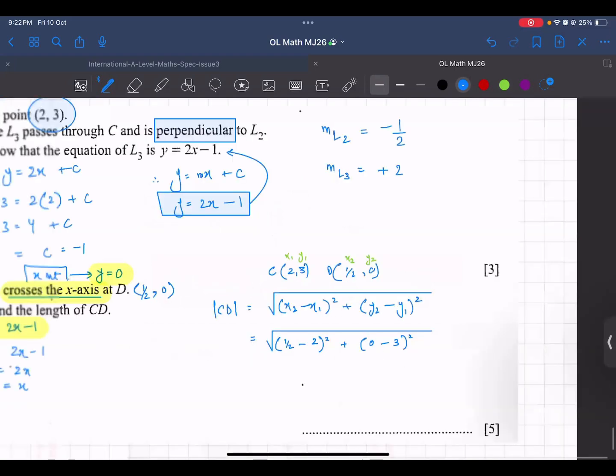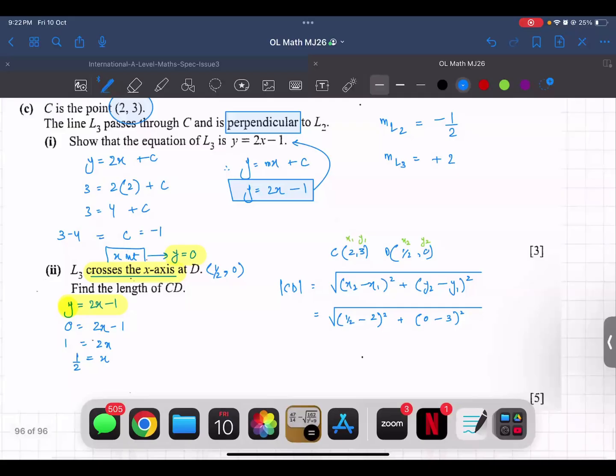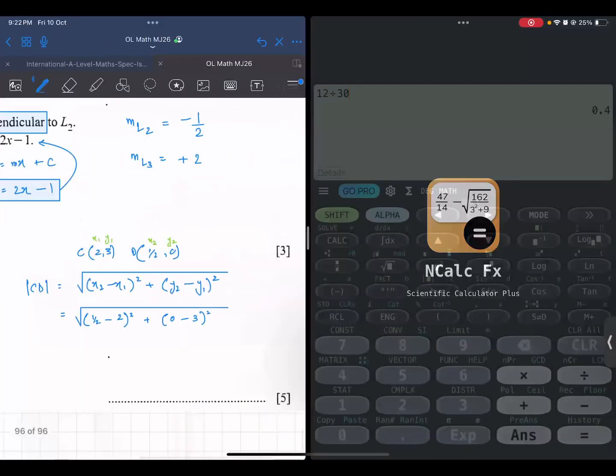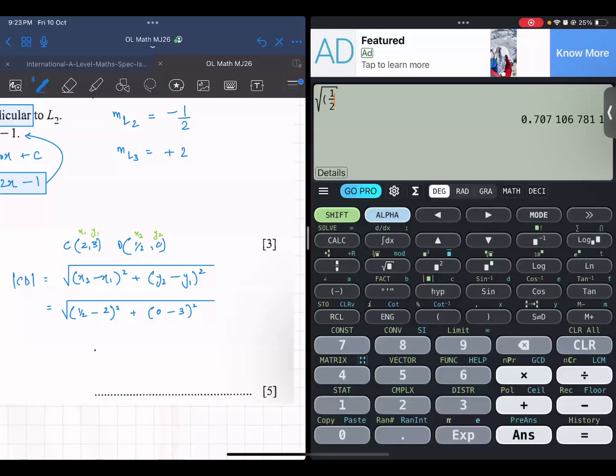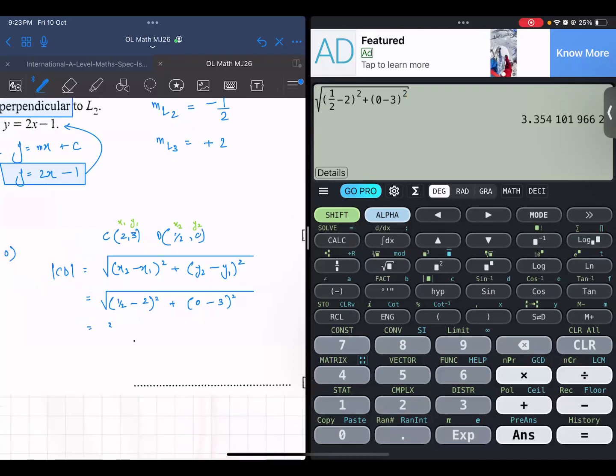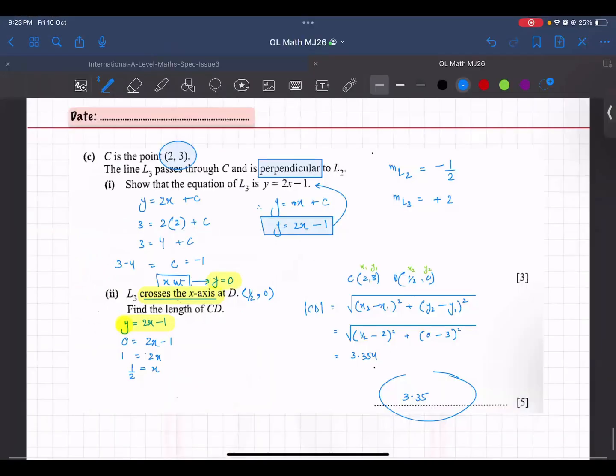And then this is Paper 4. Your calculator is allowed. So use your calculator. You have used your brain. Now use your calculator. The square root of half minus 2 whole square plus 0 minus 3 whole square, which is coming out as 3.354, which would be 3.35, correct to 3 significant figures. This is your answer. So 5 marks.